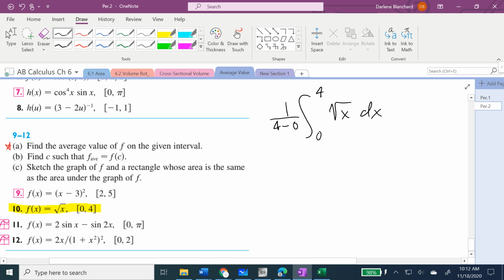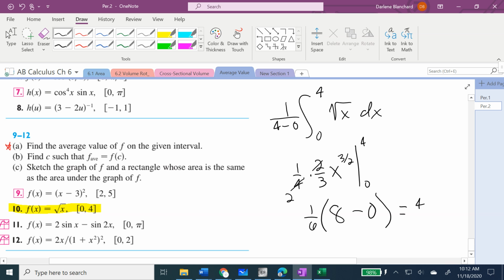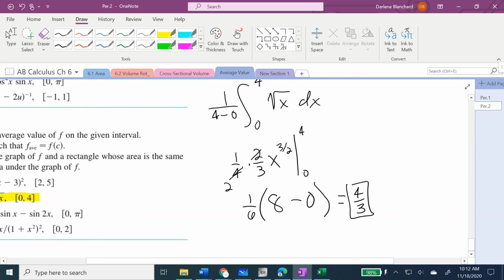Now, integrate. So x to the 1/2, add 1 to the exponent. Don't forget that there's a 1/4, evaluating from 0 to 4. So let's see. That's going to end up being 1/6 times, when I plug in 4, square root cubed gives me 8, and then a minus 0 when I plug that in, and that simplifies to 4/3. So that means that 4/3 is the average value if I'm looking at the function root x.